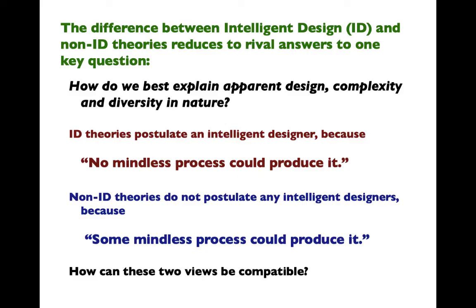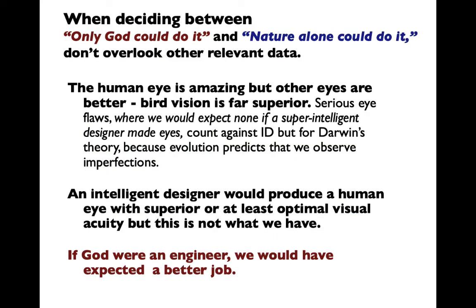Again, the difference between ID theory and non-ID theories comes down to this one question: how do you best explain apparent design, complexity, and diversity in nature? On the one side, ID theory says no mindless process could produce it. On the other side, non-ID theories say that some mindless process could. It comes to this: when deciding between only God could do it, the God hypothesis, and nature alone could do it, don't overlook other relevant data.